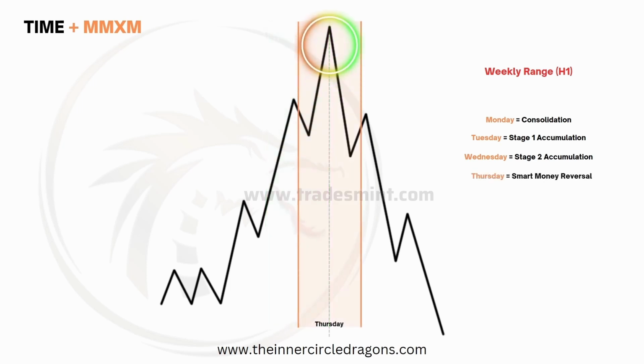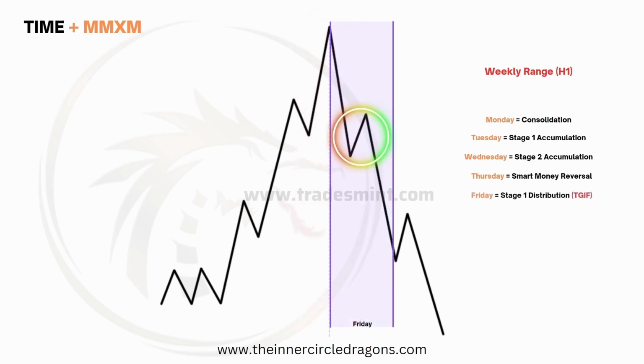On Thursday, typically, we can form the high of the week. Generally, it will happen during the New York session, and this is where we will experience our smart money reversal. The buy program for the market maker sell model will be complete. We will witness a change in state of delivery, and a sell program will commence. On Friday, we can see a retracement back up into the expansion leg created after the smart money reversal. And this is where we will typically have our first stage of distribution.